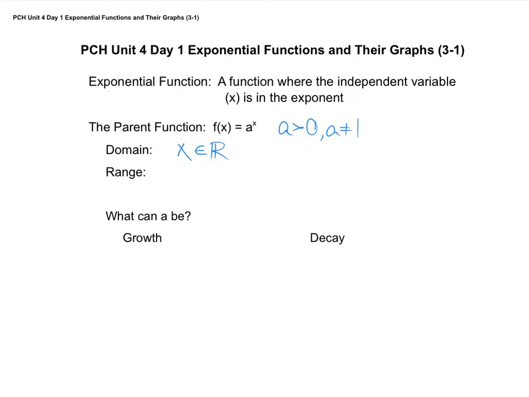X could be any positive number, of course. X could be 0. If I raise something to the 0 power, it equals 1. And it also can be negative. What does the negative in the exponent tell us to do? 1 over a to the power of x. Yeah. It says take 1 over the base to that power. So, yeah, any real number will work here, okay?